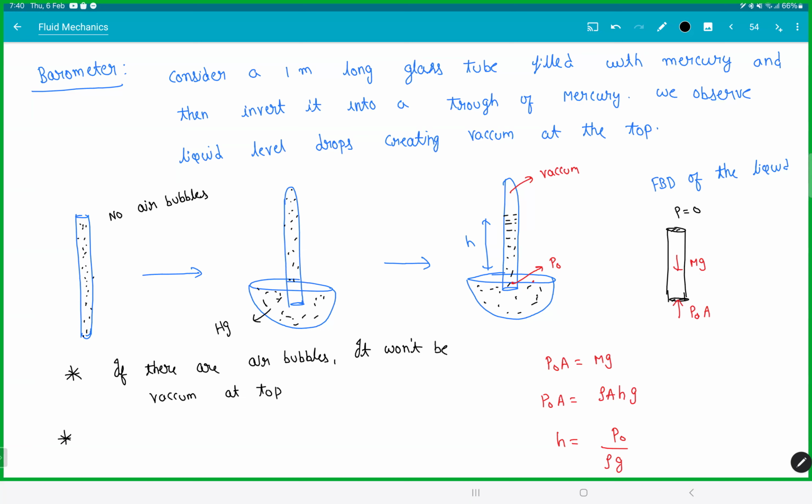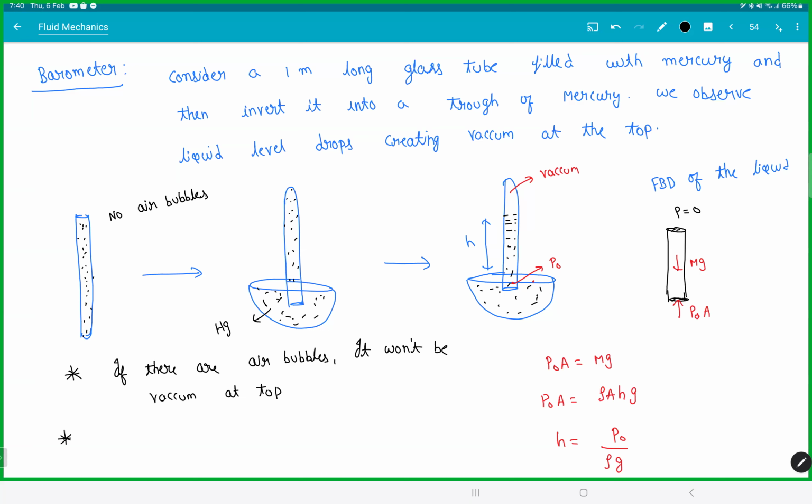If we use water, there will be vapor pressure, which you won't be able to calculate. Different temperatures have different vapor pressures. You don't want to get into that headache. Mercury is safe in that sense. The experiment is clear.